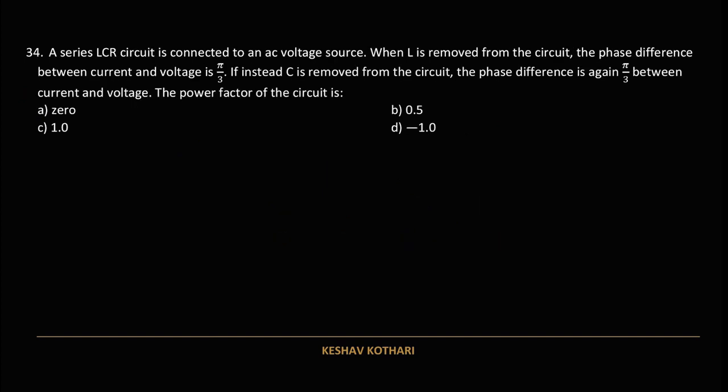A series LCR circuit is connected to an AC voltage source. When L is removed from the circuit, the phase difference between the current and the voltage is pi by 3. If instead C is removed from the circuit, the phase difference is again pi by 3 between the current and voltage, then the power factor of the circuit is. So for this, it is important that you understand that over here we are considering that if it is only an RC circuit, then the R and C, that is equal to 1 by omega C, is making an angle of 90 degree, and the resultant is over here making pi by 3 in this sense.